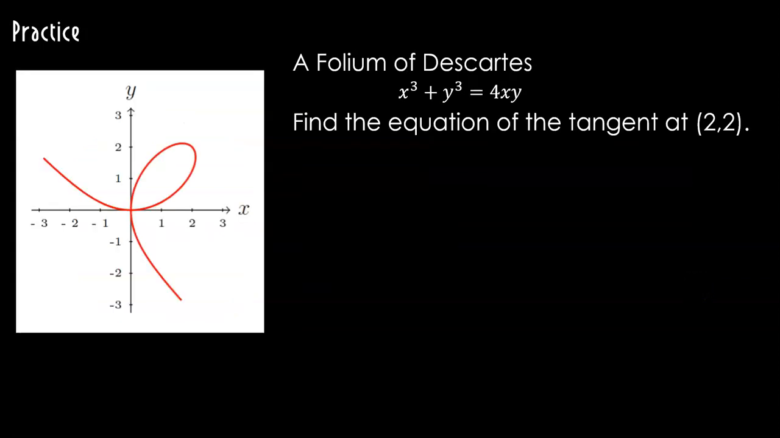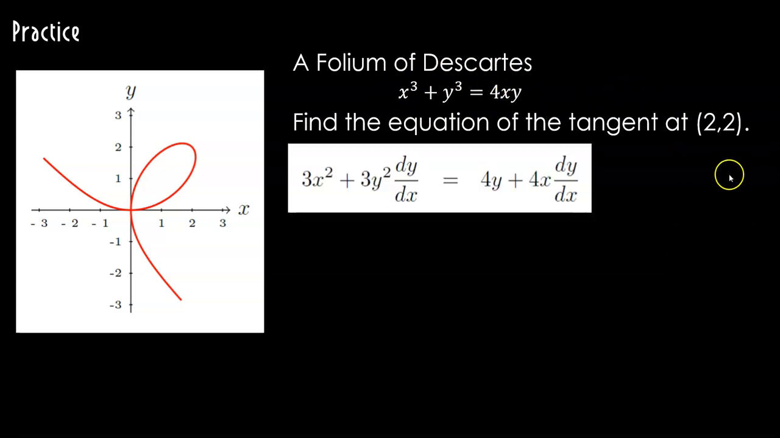So next example. This cute little thing is called a Folium of Descartes. And the equation for that particular one is x cubed plus y cubed equals 4xy. I want to find the equation of the tangent at the point (2, 2). So again, we are going to do a power rule here, and we have to do a product rule on the right, so let's just get to it.